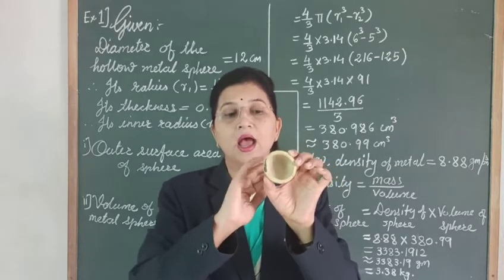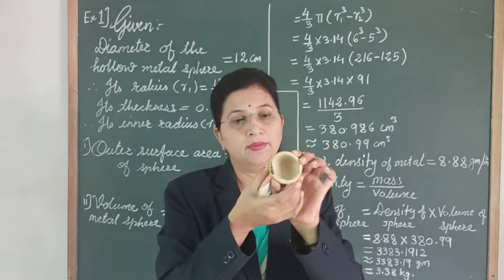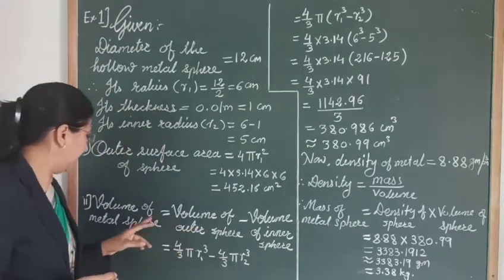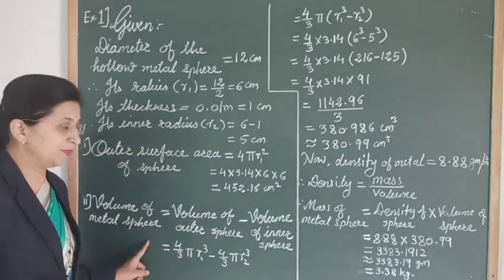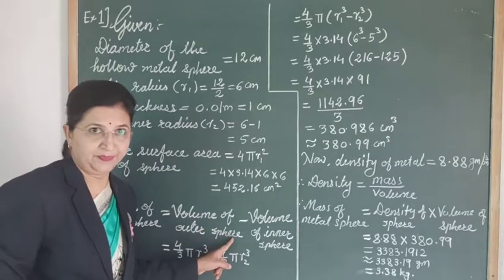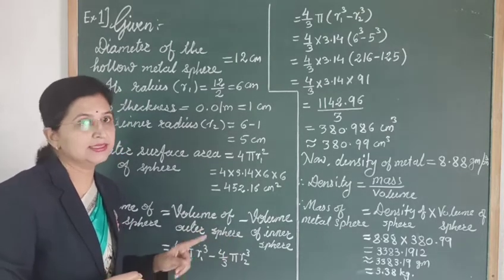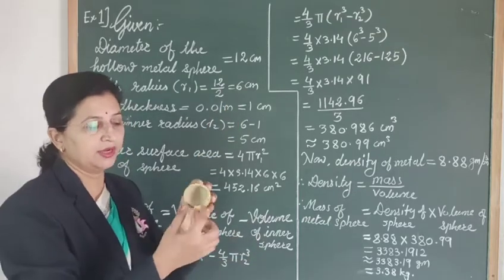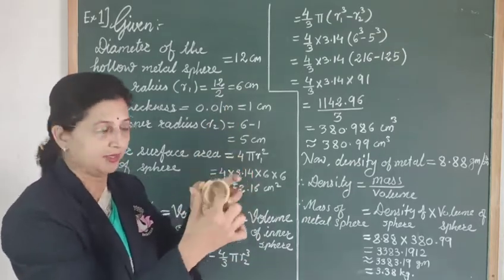And how will we get that? Outer volume minus inner volume. Okay, so that is what I have here. Volume of metal sphere is equal to volume of outer sphere, by taking the radius as 6, minus volume of inner sphere. Okay, so we get only this thick part.